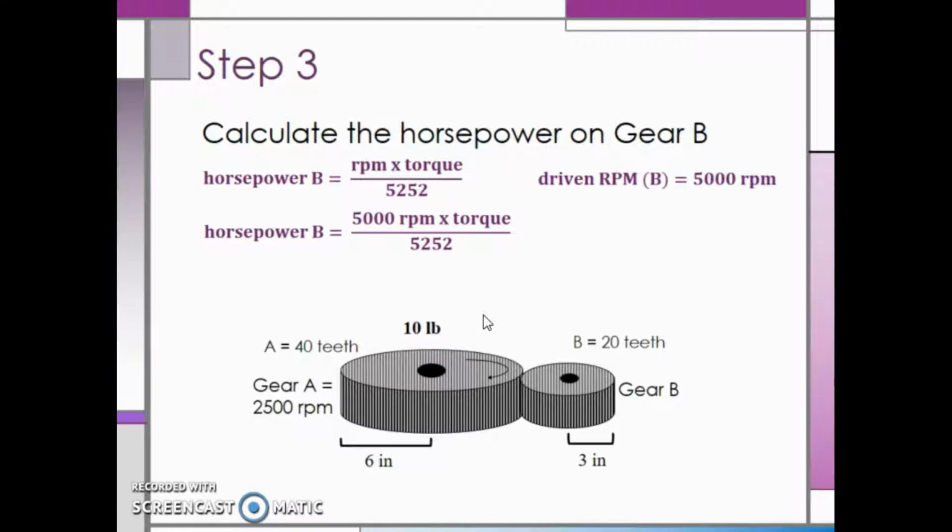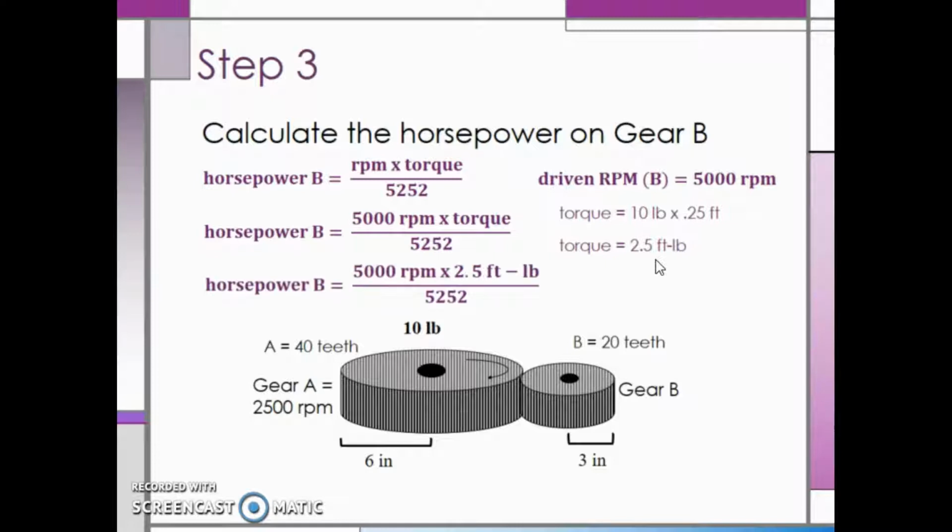The torque again is equal to the force multiplied by the radius of the gear, so the torque on gear B is 10 pounds multiplied by 0.25 feet, which is the same as 3 inches. This means the torque on gear B is 2.5 foot-pounds. Therefore, to find the horsepower on gear B, we take 5,000 RPM multiplied by 2.5 foot-pounds and divided by 5,252. This means the horsepower on gear B is also 2.38 horsepower.